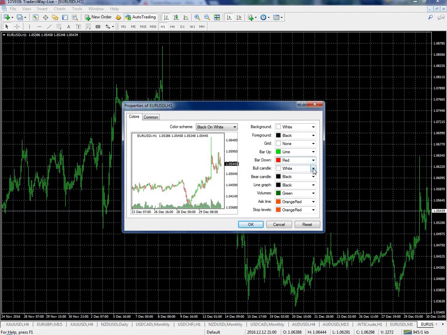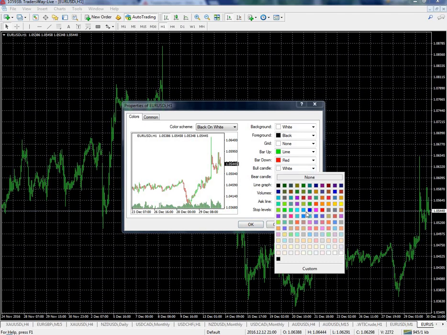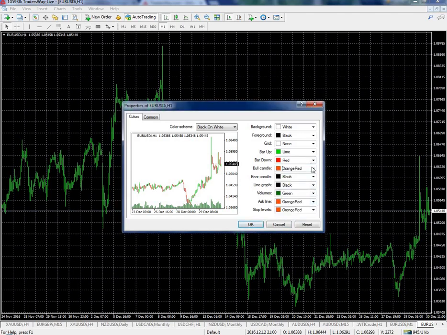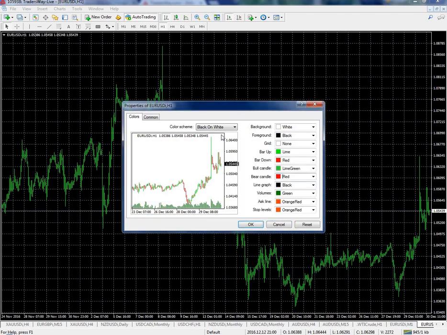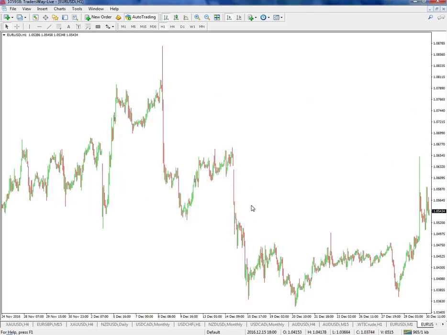Bull candle, bull means it's going up, and bear means it's going down. So bull candle for going up is green. And bear candle, bear means it's coming down, is red. We're going to get all into that later. Line graph, black, volume green, orange, red, whatever. Click OK. And now your chart should look something like this.